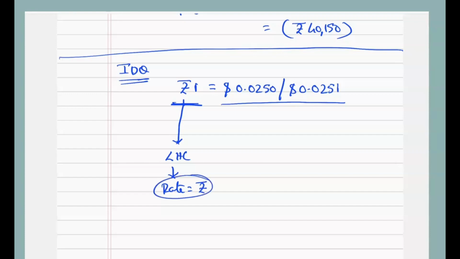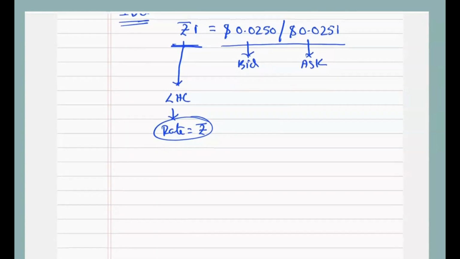The rate at which the bank will be buying the left hand currency: the bank will be buying rupee at 0.025, which is your bid rate. In a similar way, the bank will be selling rupee at the ask rate, which is 0.0251. So we put it into a very simple example.